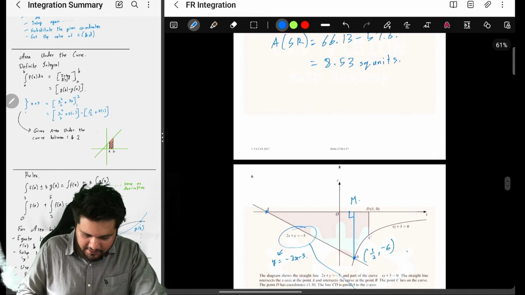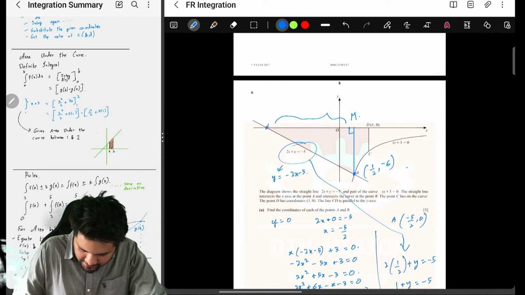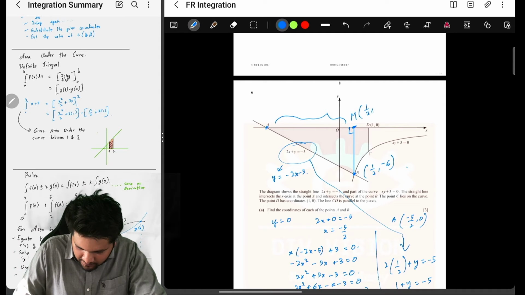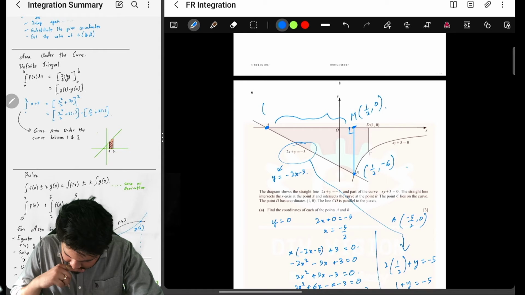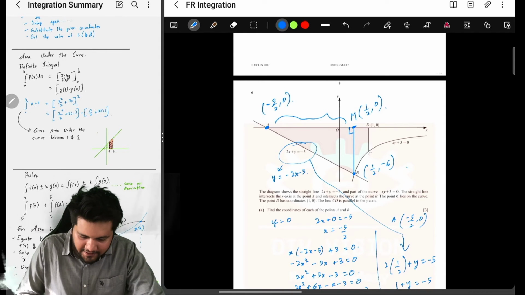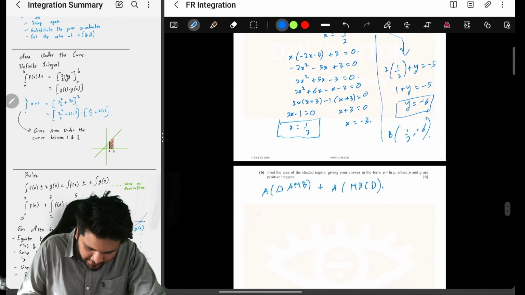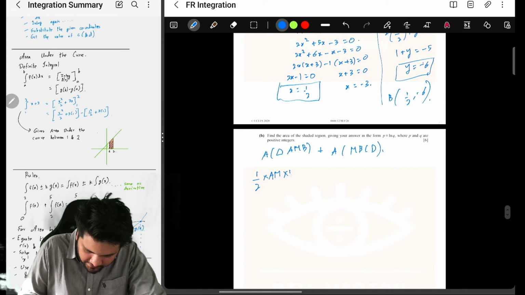Area of triangle AMB is very easy. As you can see, we just need the length of this thing. Obviously this coordinate is going to be x equals 1 by 2, y is going to be 0 here. And here A coordinate was how much? A coordinate was minus 5 by 2 comma 0. Now the area of triangle AMB is going to be half into AM into MB.